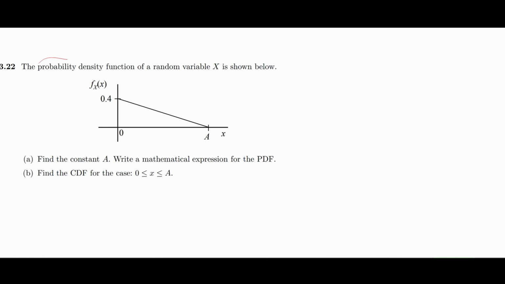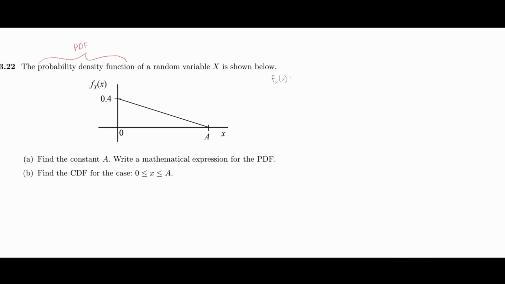PDF is what we're given. This is the probability density function, the PDF of random variable x. So in finding the constant a, we need to write a mathematical expression for our PDF. To write a mathematical expression for it, we need to find an equation for our f of x. So that's the first thing that we're going to do.